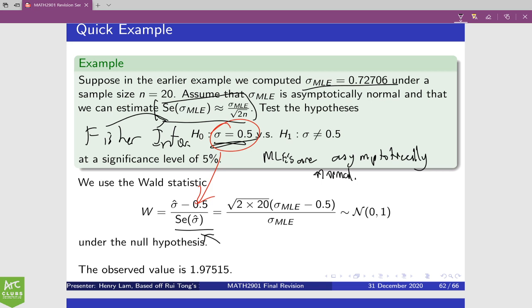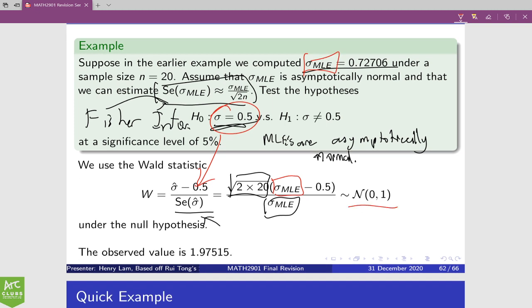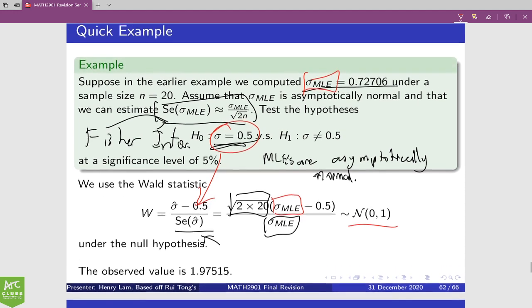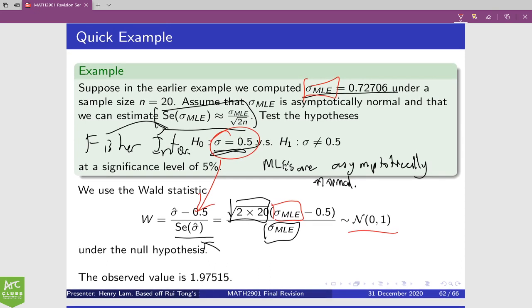As you can see, 2 times 20 over here, this thing here, that's your sigma. Under the null, it's normal 0, 1, because essentially the process standardizes it. That's what we did earlier. All you do now is substitute in the MLE, because this whole thing just depends on the MLE now. Sigma MLE. You substitute that all into W, and you'll get a value.